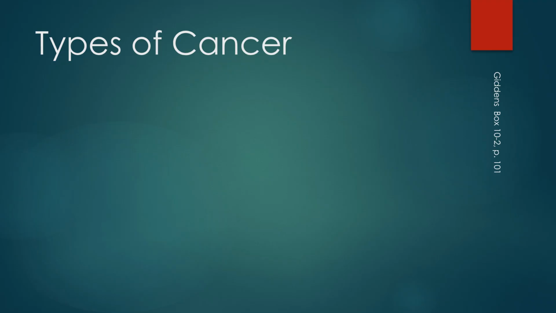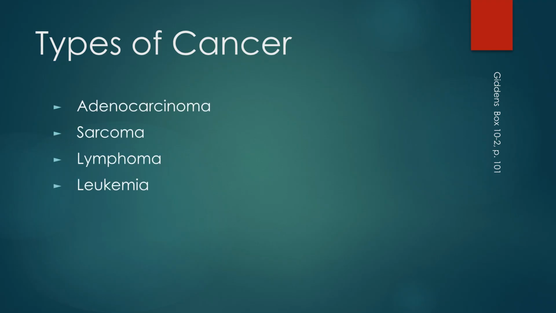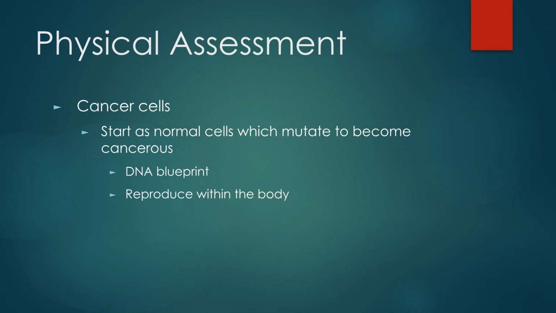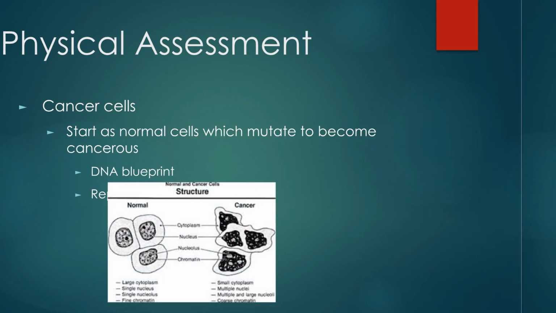Malignant growths are categorized into four main types: adenocarcinoma, sarcoma, lymphoma, and leukemia. These originate from different types of tissues and systems. Cancer cells begin as normal cells, but mutate and change their DNA blueprint, allowing them to reproduce uncontrollably within the body. You can see the structural difference here.